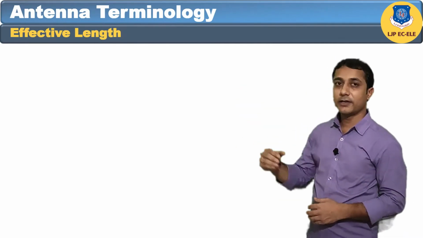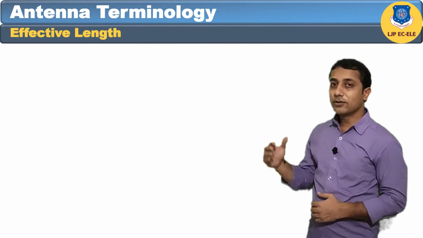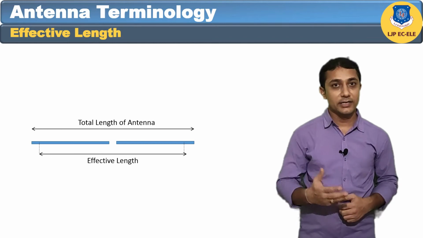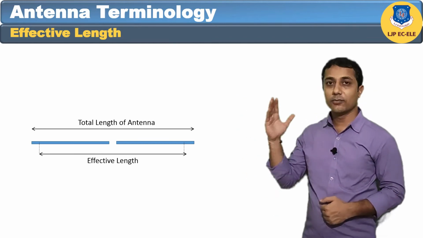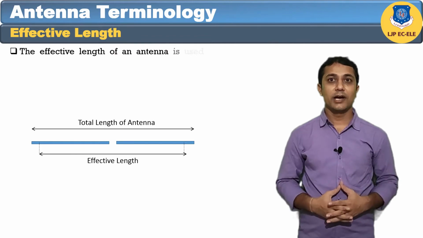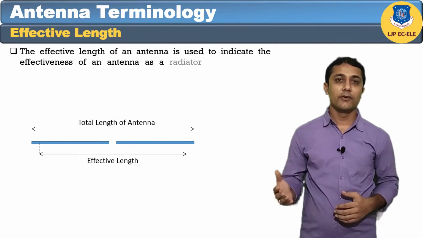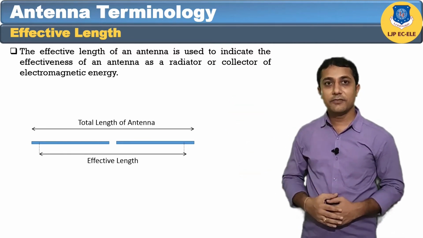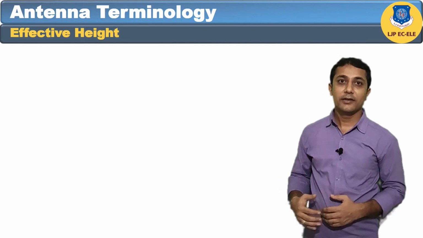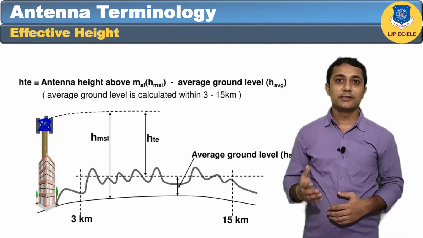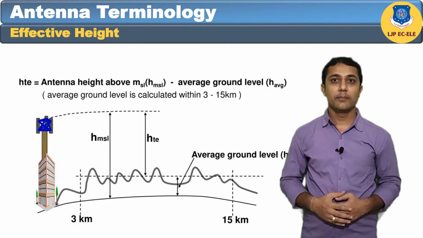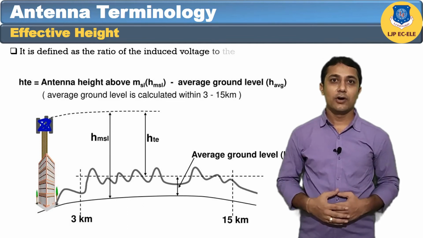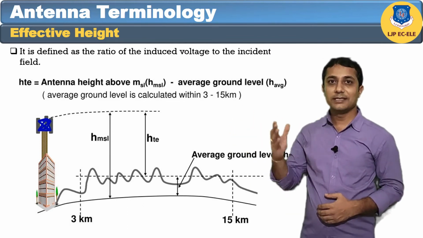First, the effective length. Effective length of an antenna is used to indicate the effectiveness of an antenna as a radiator or a collector of electromagnetic energy. It is the actual height that is responsible for the radiation or propagation. Next is effective height. The effective height h of an antenna is the parameter related to the aperture. It may be defined as the ratio of the induced voltage to the incident field.